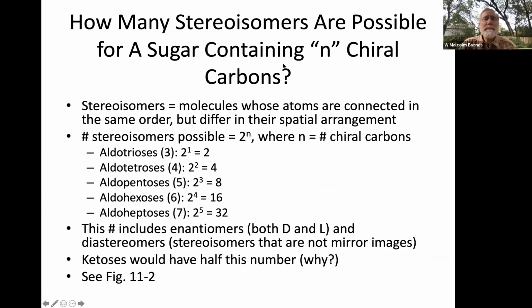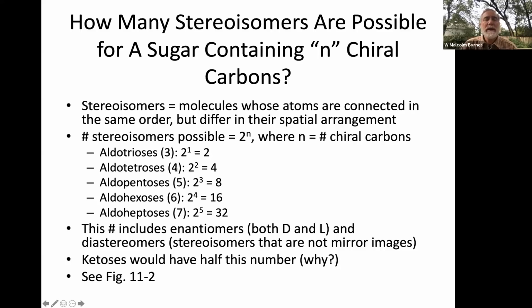All right, so how many stereoisomers are possible for a sugar that contains N chiral carbons? So N here indicates the number of chiral carbons. Now, what are stereoisomers, first of all? They're molecules whose atoms are connected in the same order, but differ in their spatial arrangement. We can figure out how many stereoisomers are possible for a molecule with a certain number of chiral carbons. That number is 2 to the N, where N is the number of chiral carbons.